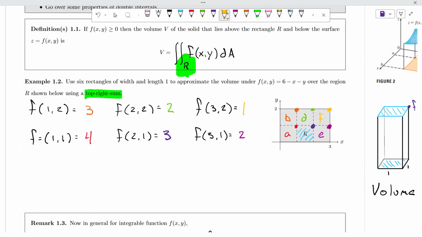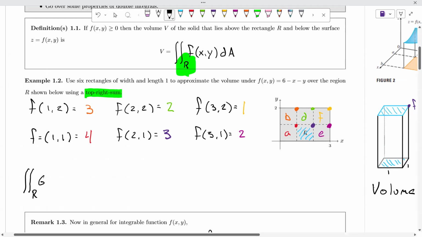So, yep, figured that one out all on one, kind of. But now I've got all of my function values. I just need to add them all up. And I'm going to do some things down here. First off, I'm going to say that the double integral over my region R of f of, well, I know what f is now, it's 6 minus x minus y, dA is approximately equal to the volume of all of these boxes added together.